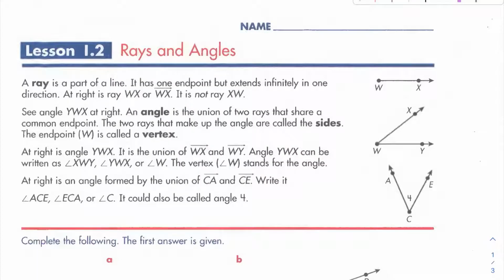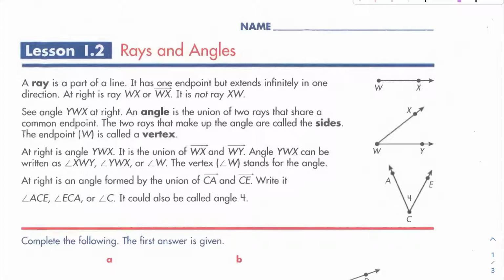In Lesson 1.2, we will be talking about rays and angles. A ray is part of a line. It has one endpoint but extends infinitely in one direction. At right is ray WX, or WX with the symbol for a ray over it. Notice on one end of the symbol there is no arrow. On the other end of the symbol there is an arrow. The symbol for a ray looks like a ray.